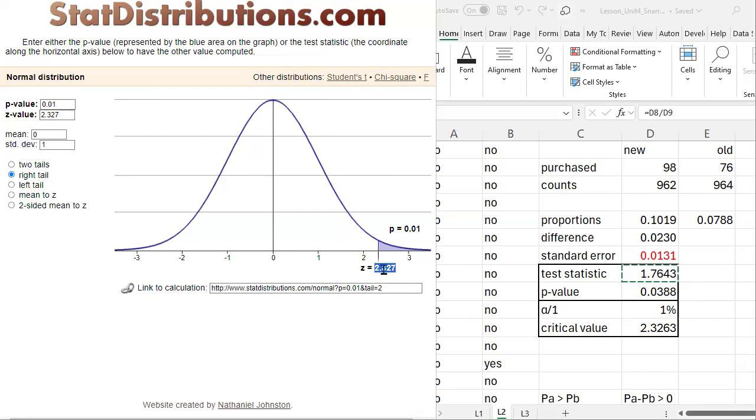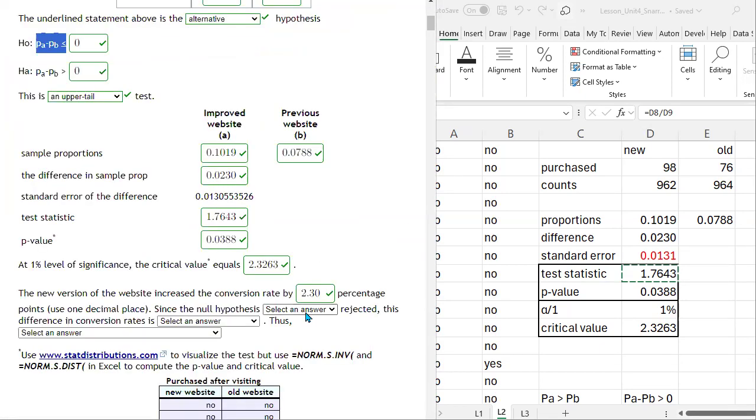If the test statistic is greater than this critical value, we have support for the alternative hypothesis. That is not the case for my problem. In my problem, I have evidence in support of the null hypothesis. In my case, the null hypothesis was not rejected. This difference in conversion rate is positive, but it's not significant.